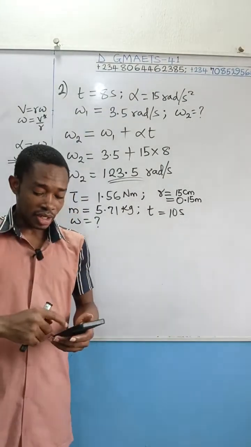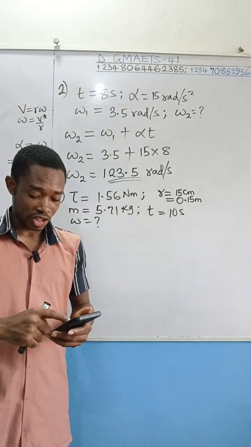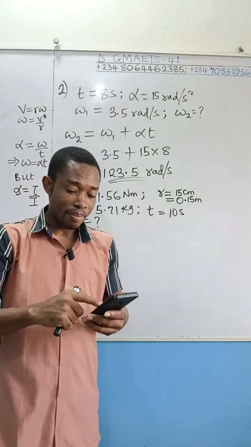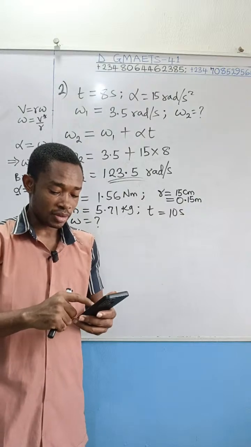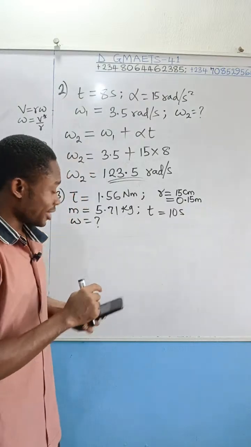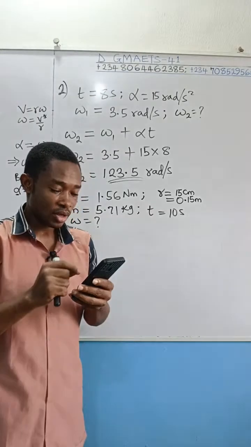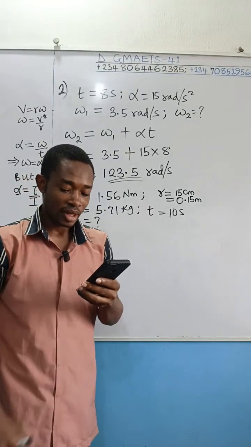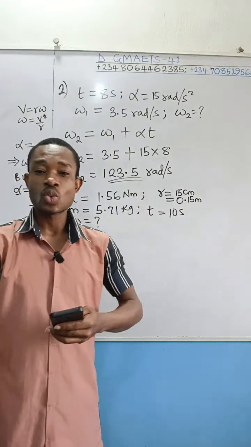The question now is, how do I get my moment of inertia? Let us look at the question, please. That is why the examiner mentioned the shape of the object. We are told that this is a solid disk. That's what the question said.